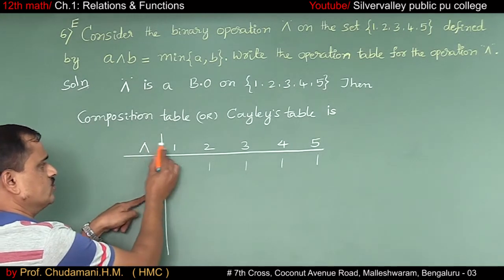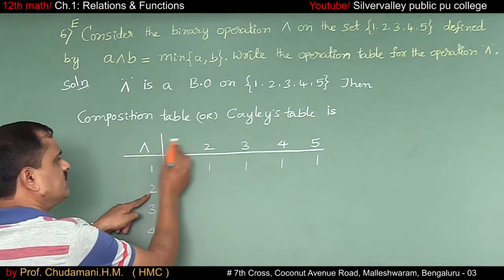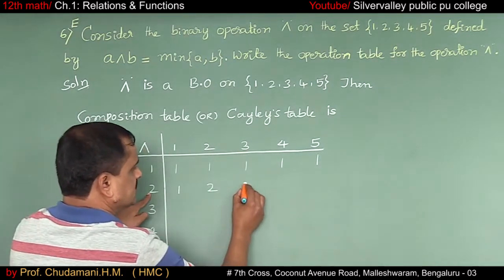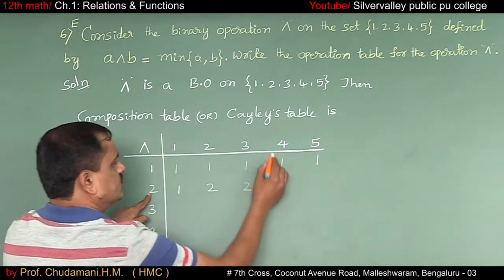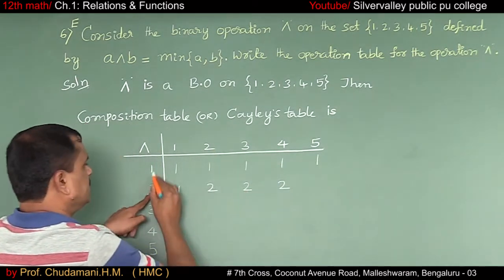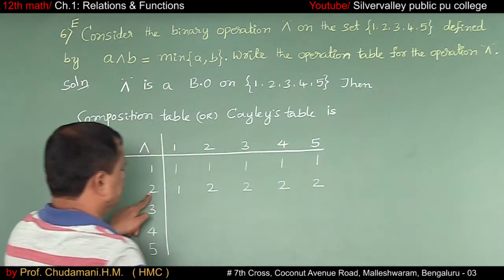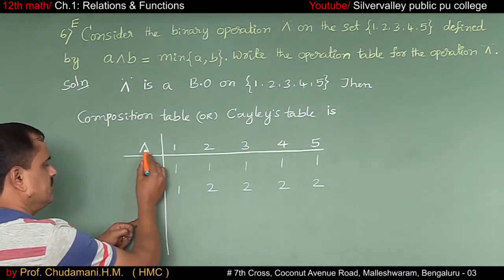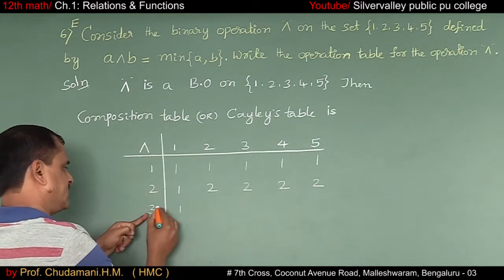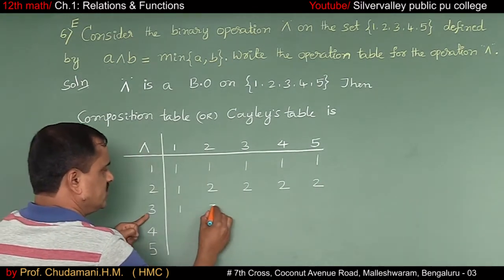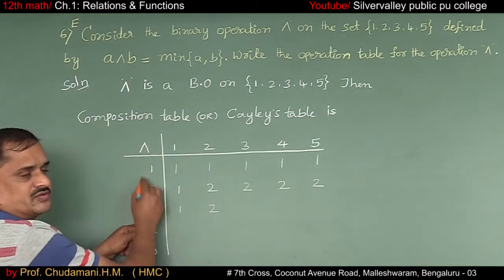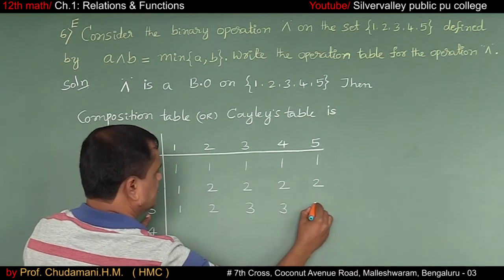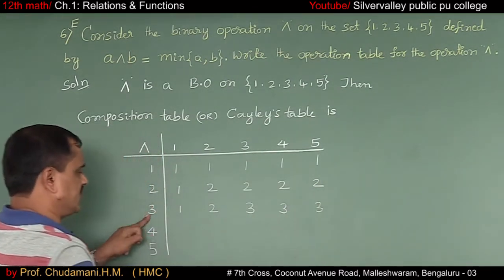Then minimum of 2 and 1 is 1. Minimum of 2 and 2 is 2. Minimum of 2 and 3 is 2. Minimum of 2 and 4 is 2. Minimum of 2 and 5 is 2. Then come to 3. 3 star 1: minimum of 3 and 1 is 1. Minimum of 3 and 2 is 2. Minimum of 3 and 3 is 3. 3 and 4 is 3. Minimum of 3 and 5 is 3.